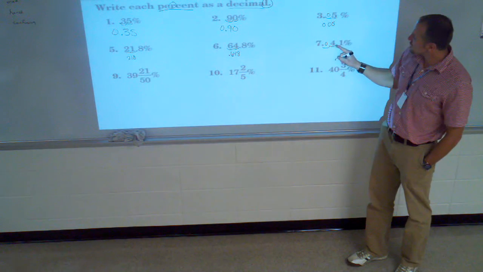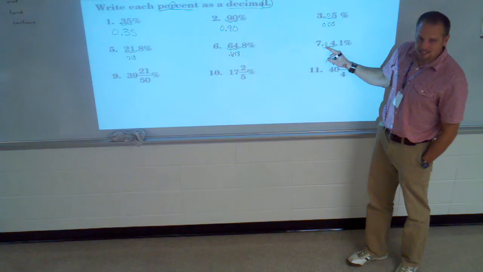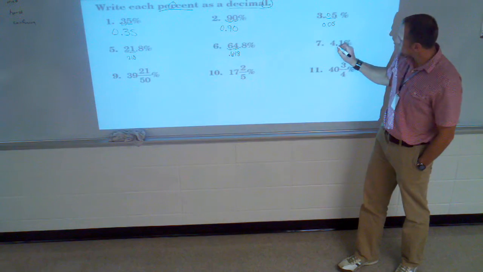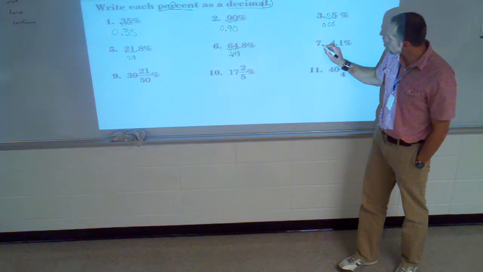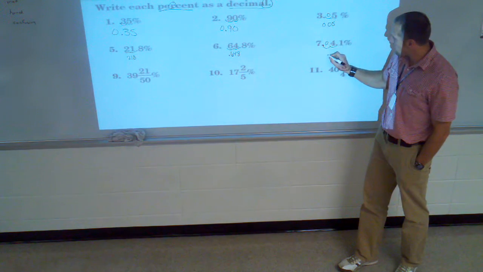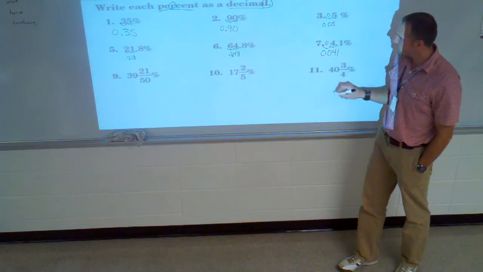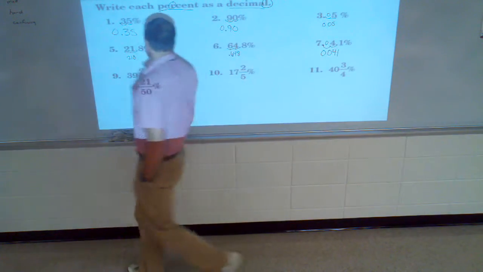Be careful. Make sure you are going 2 spots. I need to get a 0 in there, okay? When I go over, let me show you this one. This one's kind of tricky. 1, 2 spots. I need to fill that blank one with a 0. 0.041.